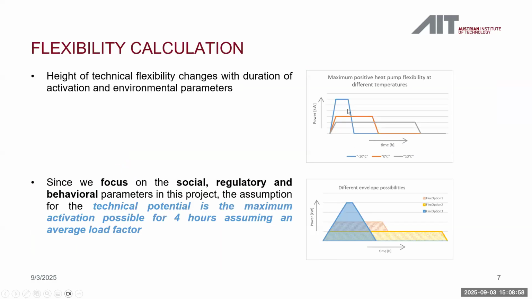For our project, the flexibility can differ a lot depending on environmental parameters. For instance, depending on the outdoor temperature, the flexibility of a heat pump is different in summer than in winter. It's also different depending on the height of flexibility activated. If I activate less flexibility, it can be activated longer. But to simplify it for our project, and since the focus is also a lot on the social, regulatory, and behavioral parameters, the assumption for the technical potential is the maximum activation possible for around 3 to 4 hours, assuming an average load factor.